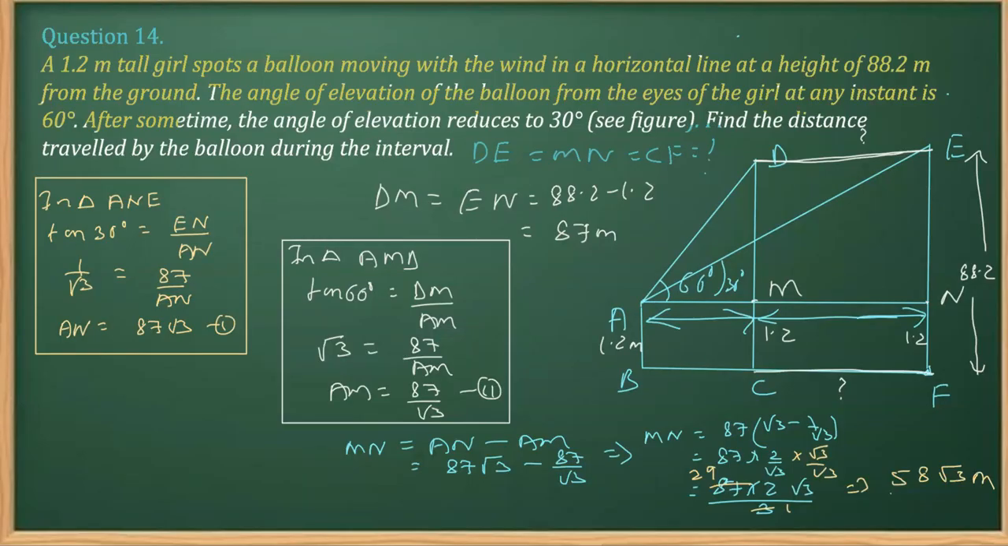This much meter. And we'll end this with a statement that the distance traveled by this balloon during this interval is 58 root 3 meter.